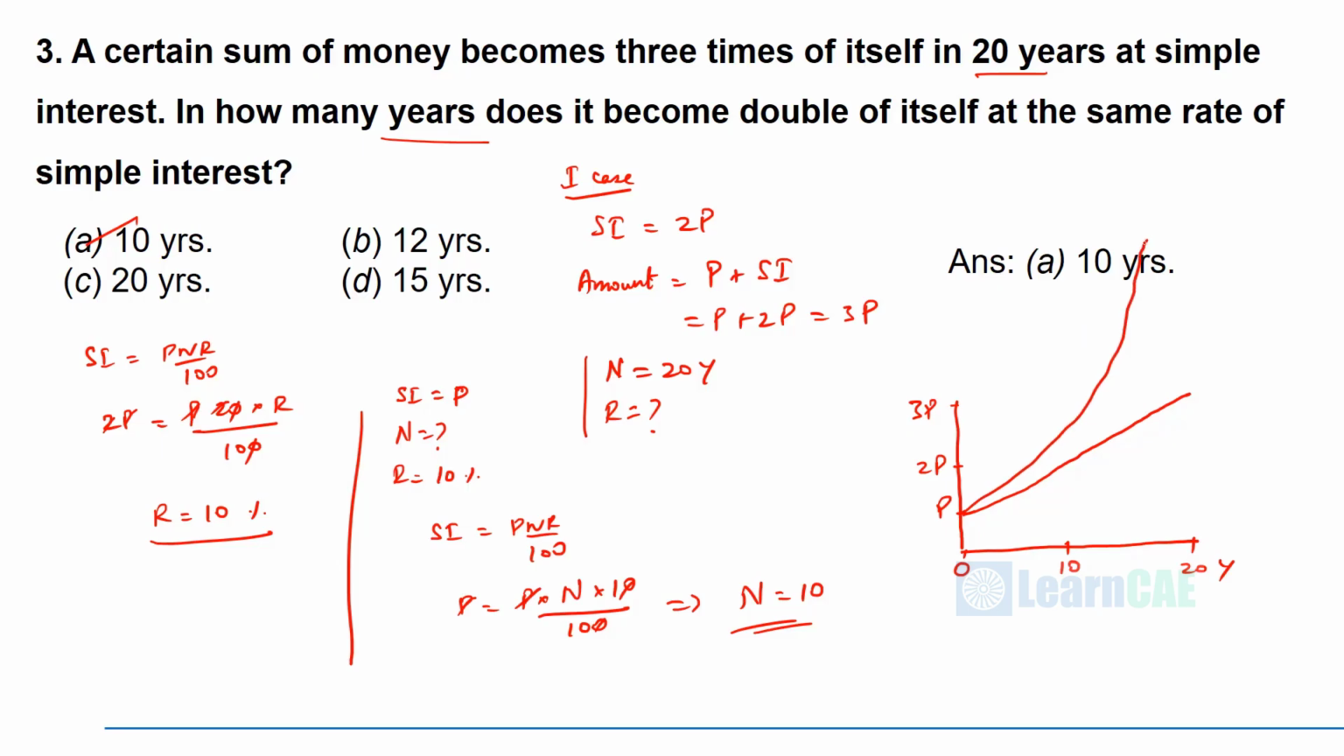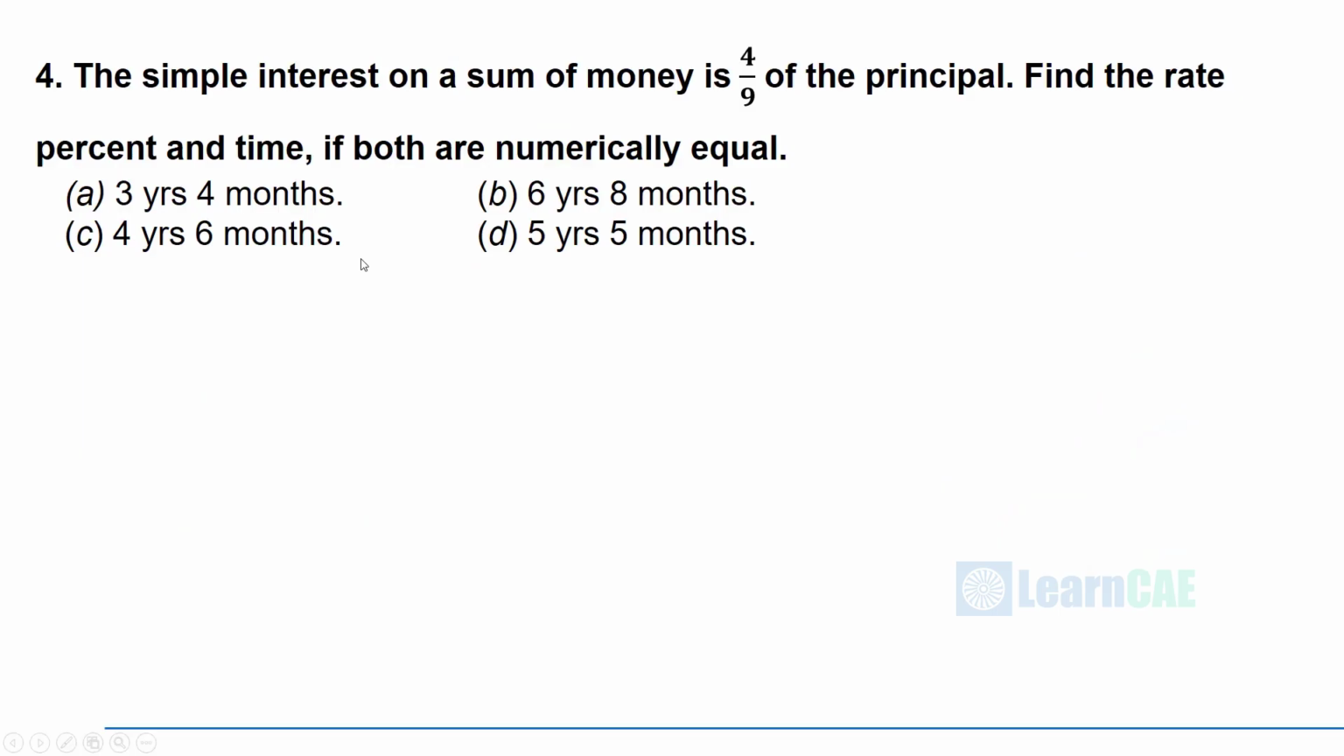It will go like this. This is simple interest and this is compound interest. So it depends on the rate of interest. But the main thing we have to note down is that in simple interest the variation will be linear and in compound interest it will be non-linear. Okay, next question.